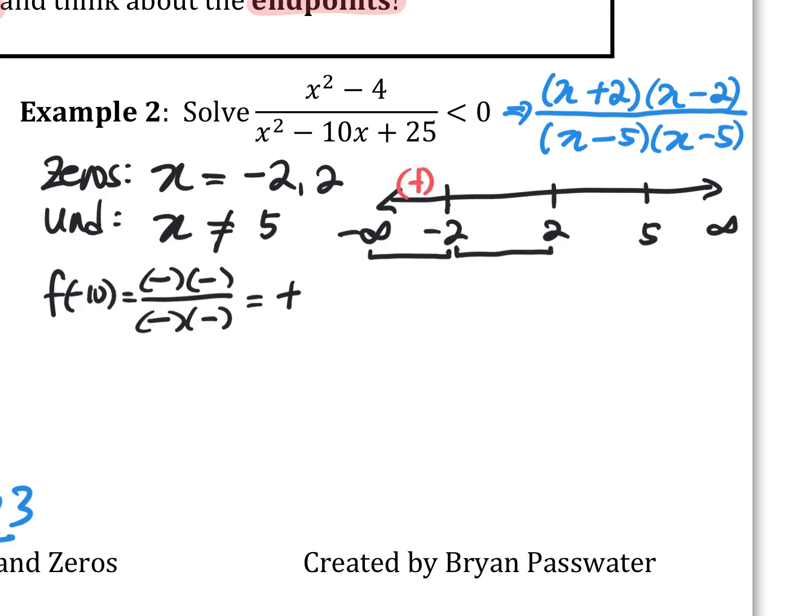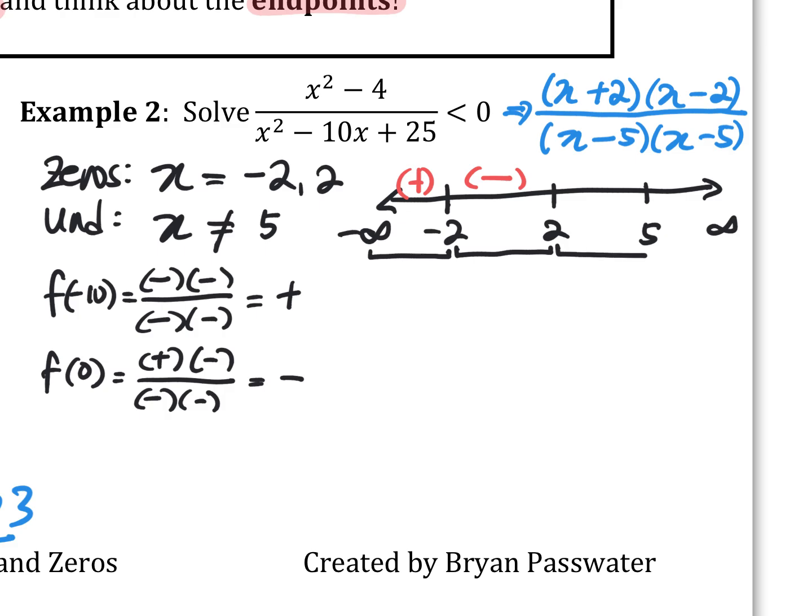So for this interval, I'm going to get 0. Okay, f of 0. So 0 plus 2 is going to give me a positive here, and 0 minus 2 is a negative. Denominator, 0 minus 5, they are both negative. So this is going to give me a negative, right? Okay, so that's going to be a negative. So for this interval, negative 2, 2, it's going to be a negative. For the interval of 2 and 5, maybe I'm going to get 3.